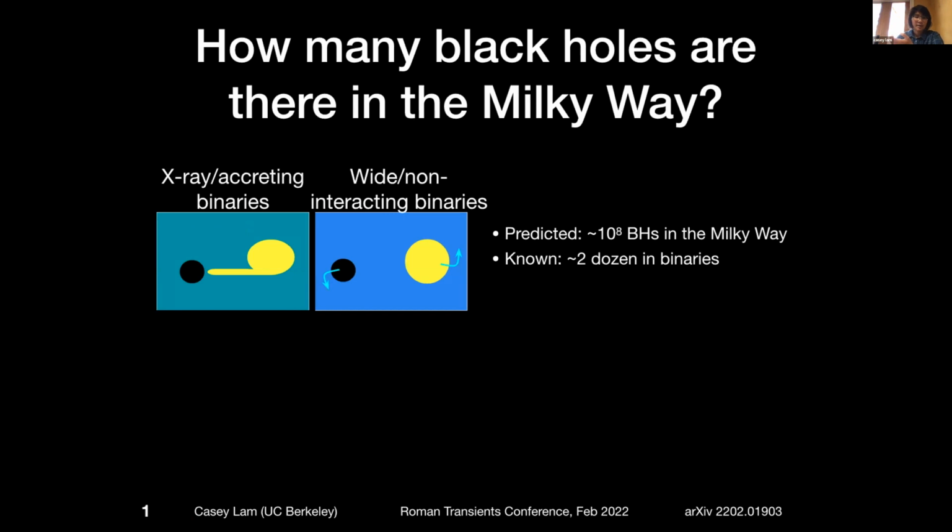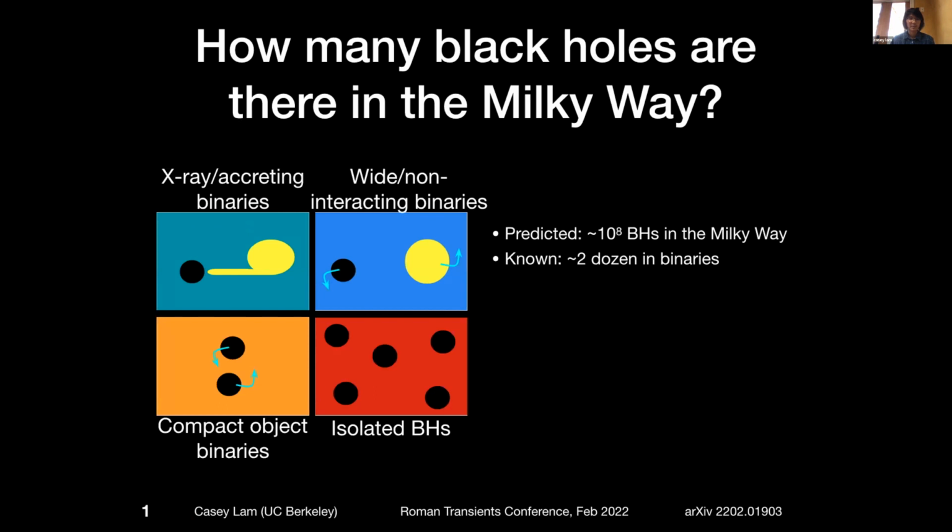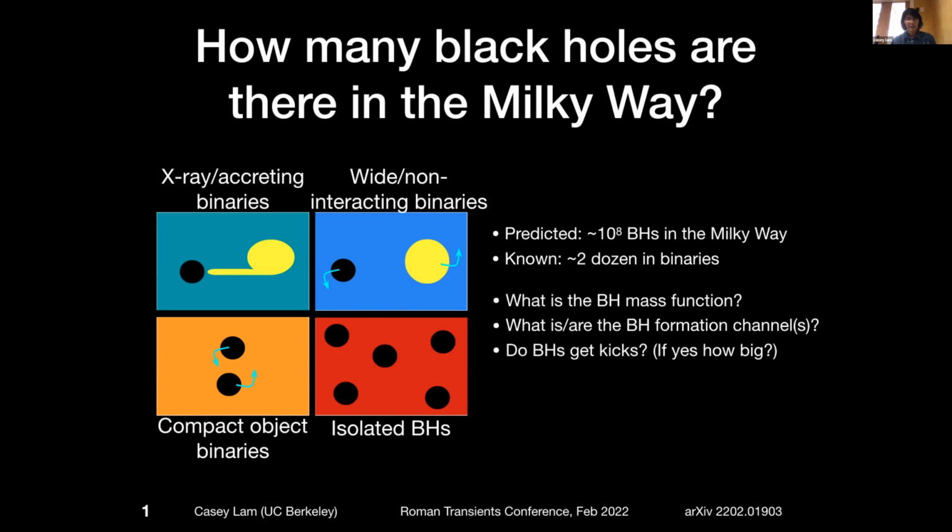But binaries are not a representative sample of the black holes in the Milky Way. There should be other types of black hole systems, and in particular, a large fraction should be isolated single black holes. Only with a full understanding of this complete population can we answer how many black holes there are in the Milky Way, as well as what the black hole mass distribution is, what the formation channels are, when they're born, whether they get kicks, and how big they are. And how does the Milky Way black hole population compare to extragalactic samples from LIGO?